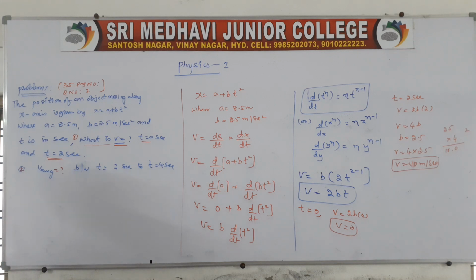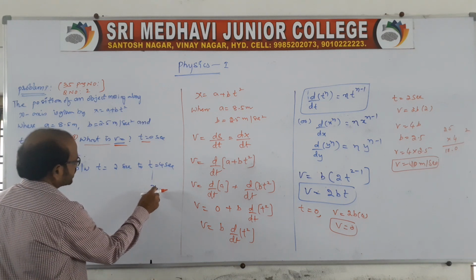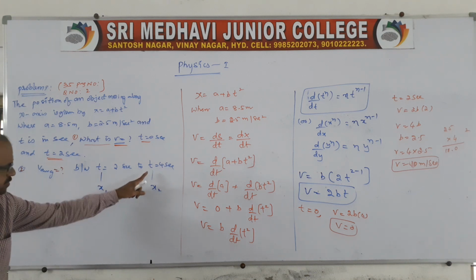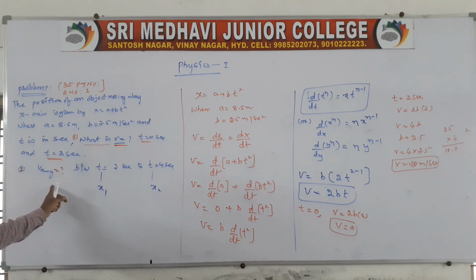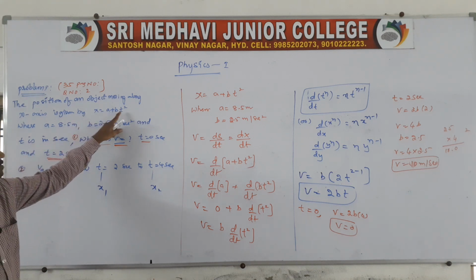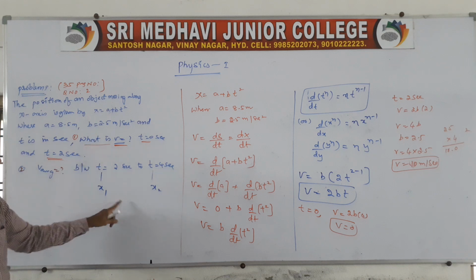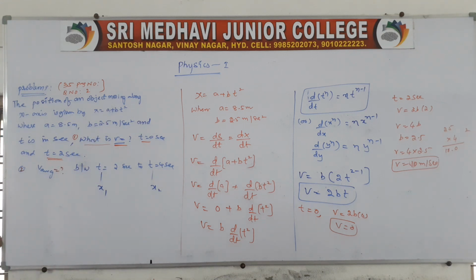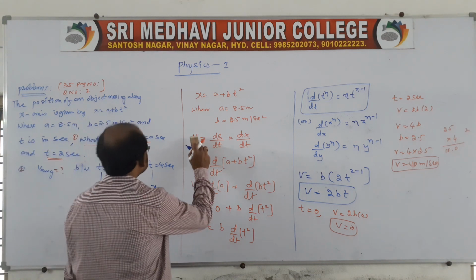And in the same situation, it is also asking the average velocity between 2 seconds and 4 seconds. The two positions are given. You take this as one position x2, and this as x1, the other position, because it is asking the positions with respect to time to find the average velocity. So the x value we know, a plus bt square, and here the times are given, so we have to substitute the times in the given expression.